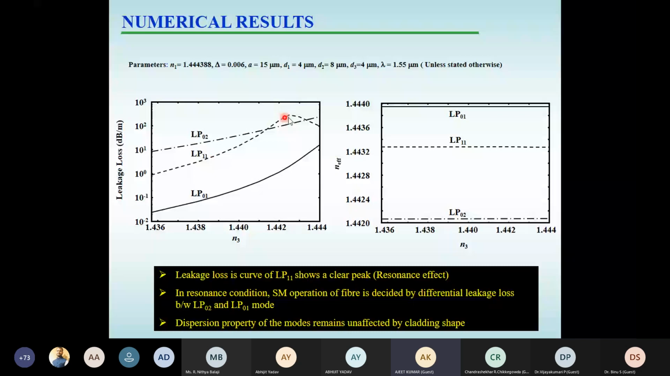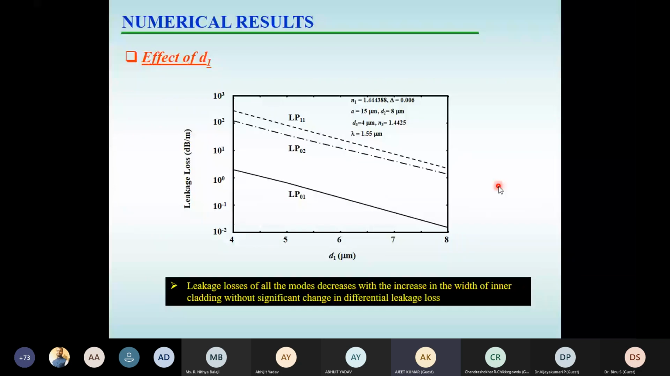So this N3 has been used to tune the effect of resonance coupling, and because of this we get a better differential leakage loss. At the same time, if you look at the effective index of these modes, this is unaffected by the N3 parameter. So we have fixed the value of N3 at 1.4425, and then we tried to see the effect of the other parameters, which are D1, D2, and D3.